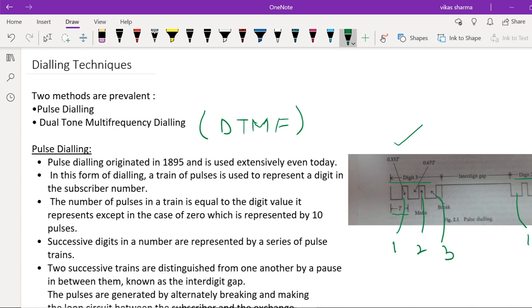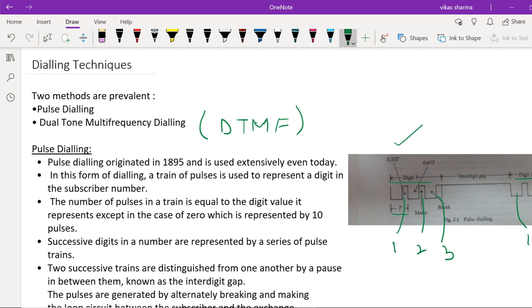When we dial digit 1, it would be represented by one pulse. Digit 2, two pulses would be generated. Digit 3, three pulses would be generated, and so on. But with the exception of digit 0, which is represented by 10 pulses. So what is the exception? Digit 0, which is represented by how many pulses? 10.